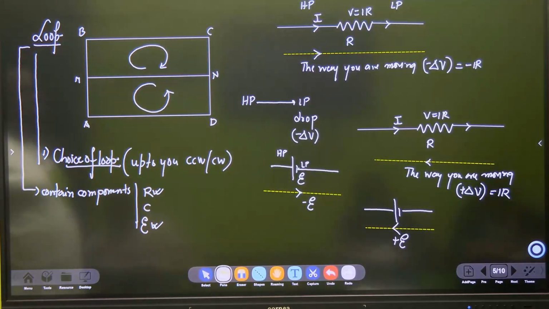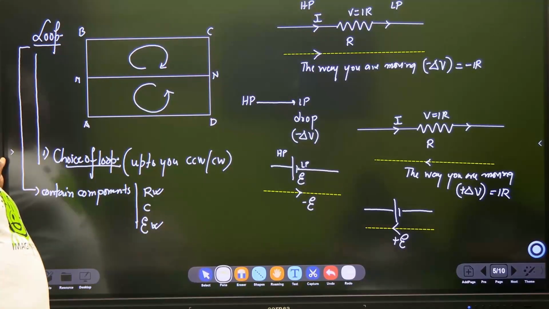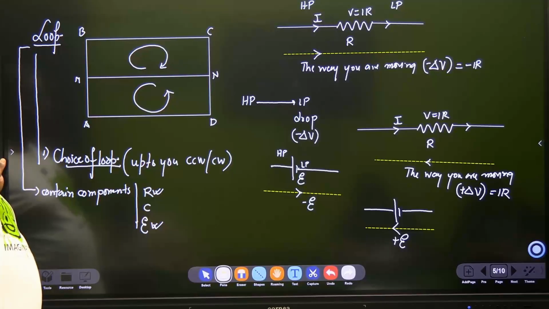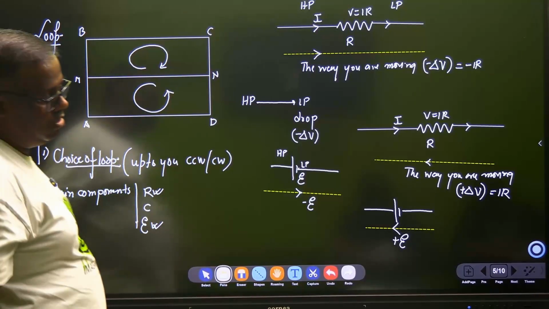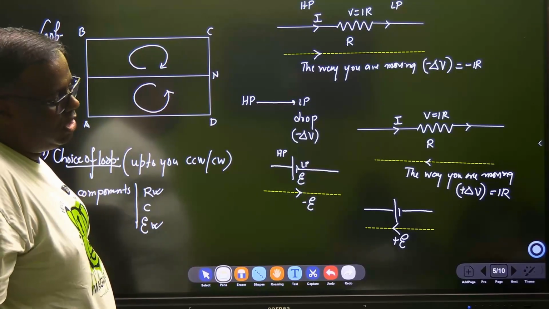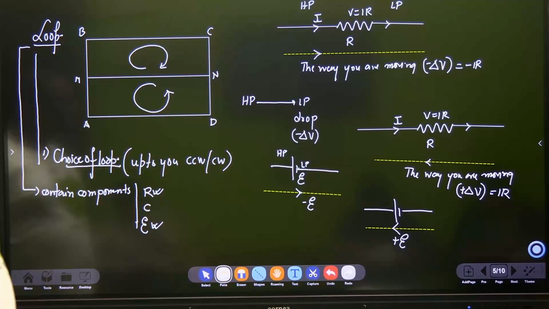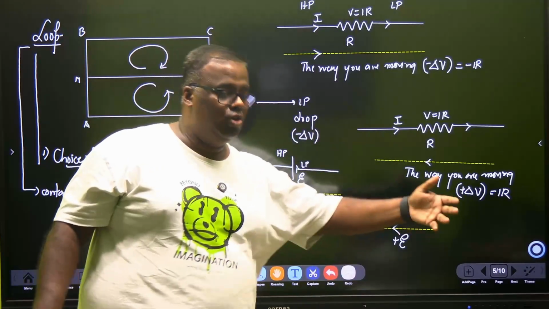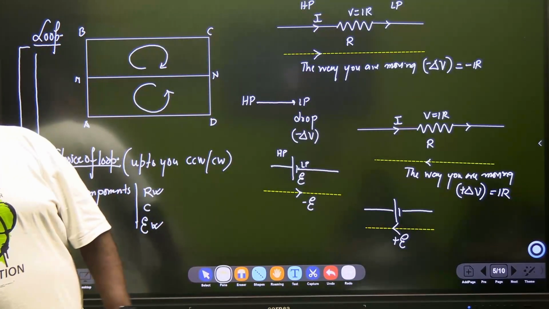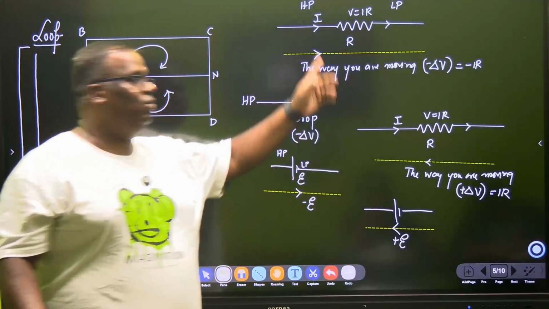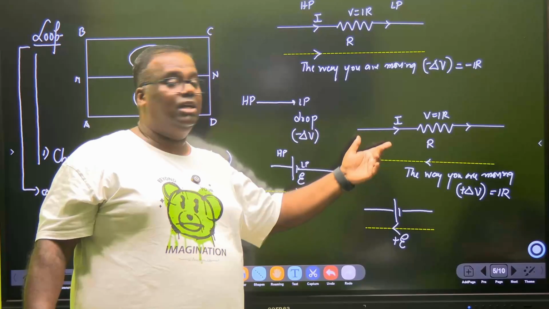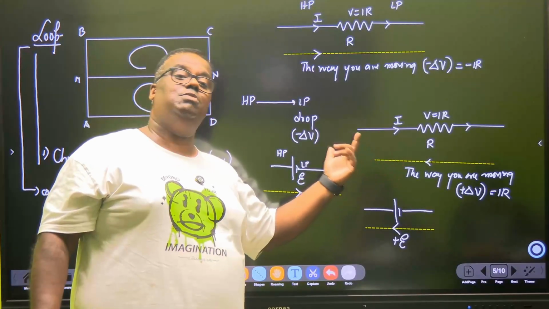So one thing, what did we learn? We learned loop, choose the way you want. Remember, voltage gain and voltage lost, or potential gained or potential lost. If current travels along with me and I find the resistor in the same way, there will be a drop. Potential drop will be taken as negative, because end of the day I'm going to do an algebraic sum. And if I find that the current is opposing me, that means there is a potential gain.